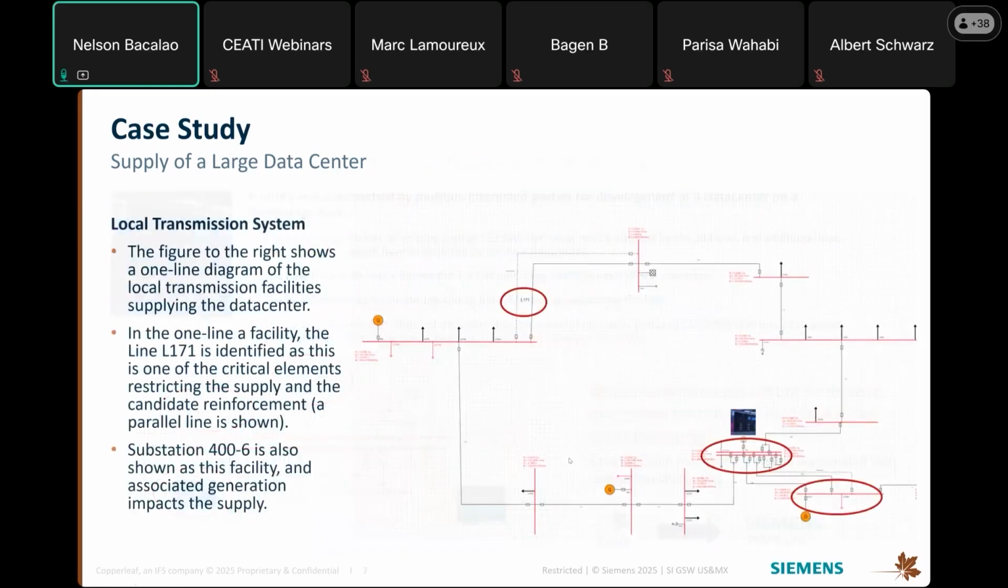Just to give you an overview of how the system looked, this is just a screenshot of the near area of the technology park, which is down here.